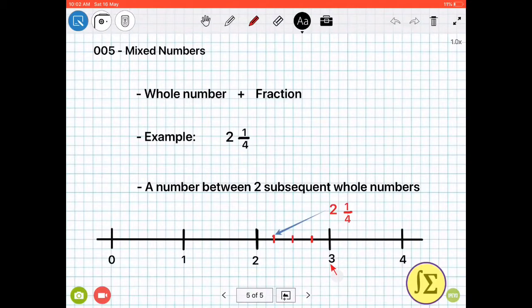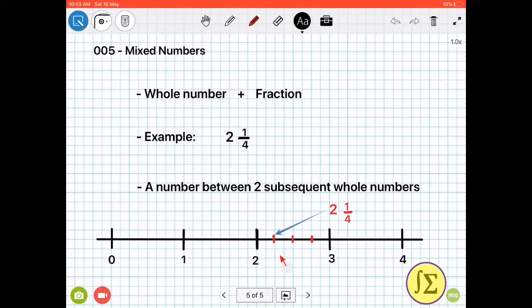So to find where the quarter lies, we have to divide this space into 4 equal parts. Okay, and 2 1 over 4 will lie at the first part.